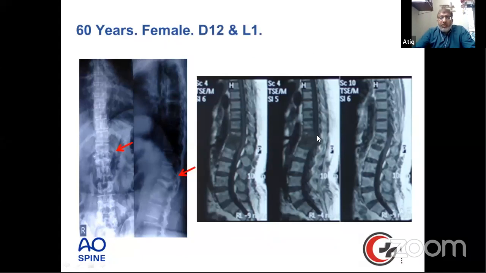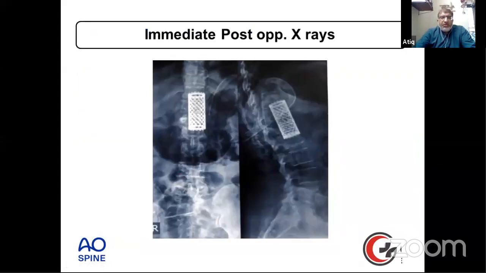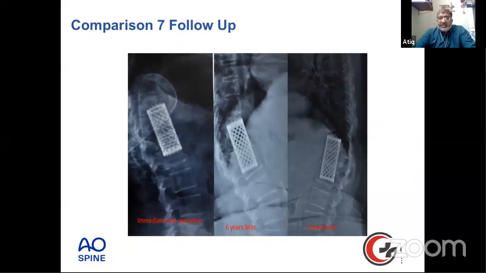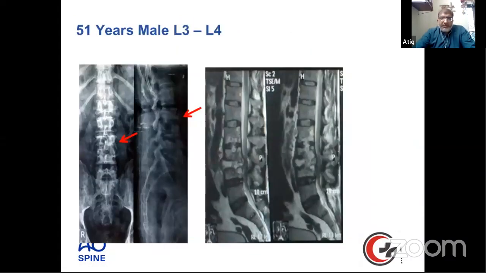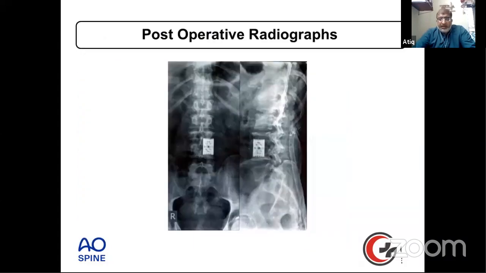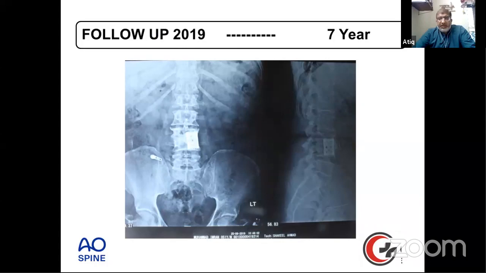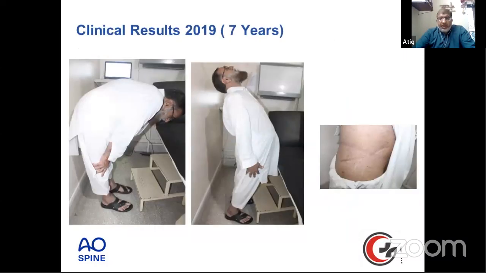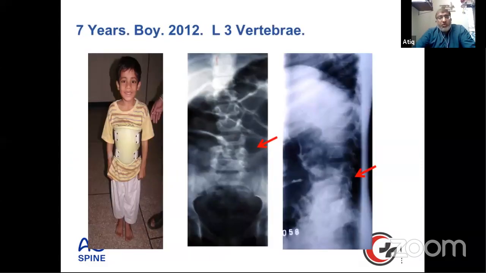This is the thoracolumbar junction, D12L1, which is the most unstable area, with excessive movements at this area. The anterior decompression standalone cage, and you can see there is a 7-year follow-up, and there is no increase in the kyphotic deformity. This is L3, L4, the lumbar spine, and the anterior decompression and cage has been done, and this is the 7 years follow-up, and the patient is doing all movements of the spine, and there is no increase in the kyphotic angle, and there is no loss of lordosis.